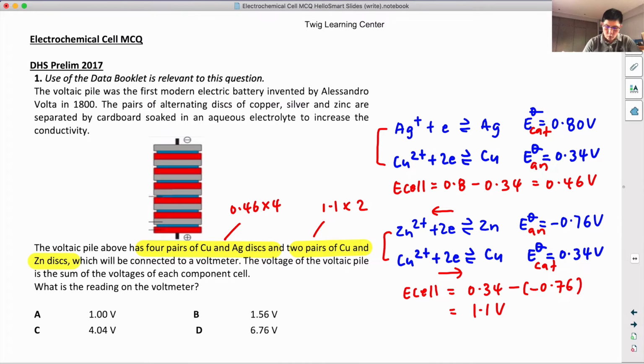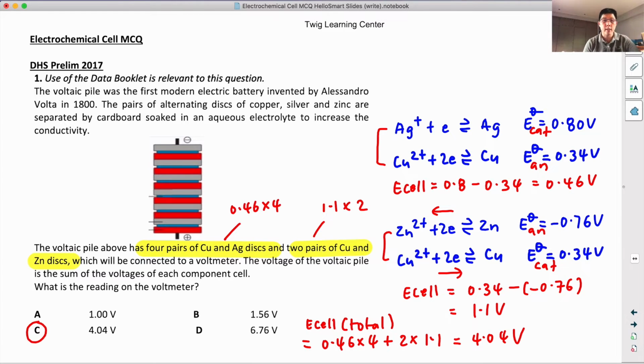If you add up all together the E cell for the total, you're going to use 0.46 times 4 plus 2 times 1.1. This will give you a value of 4.04 volt. So the answer for this will be C. Okay, let's look at the next question.